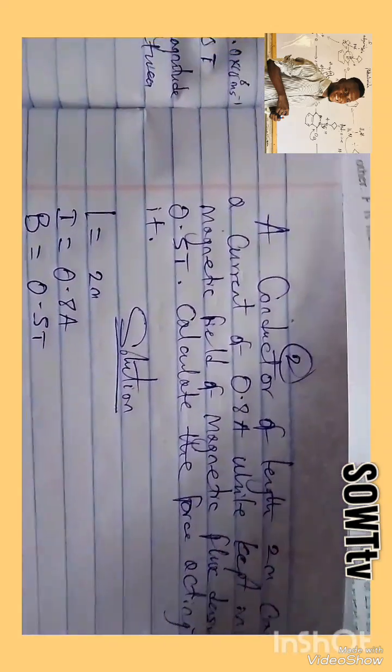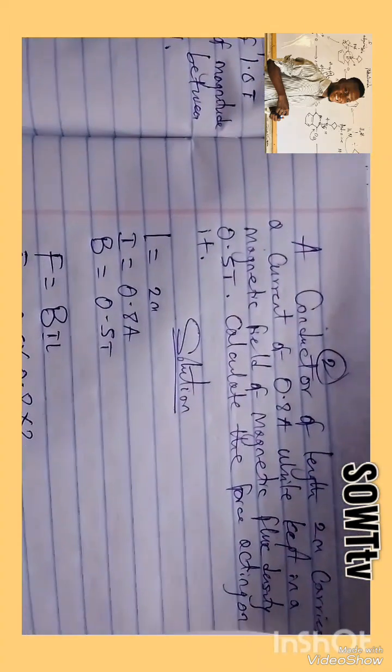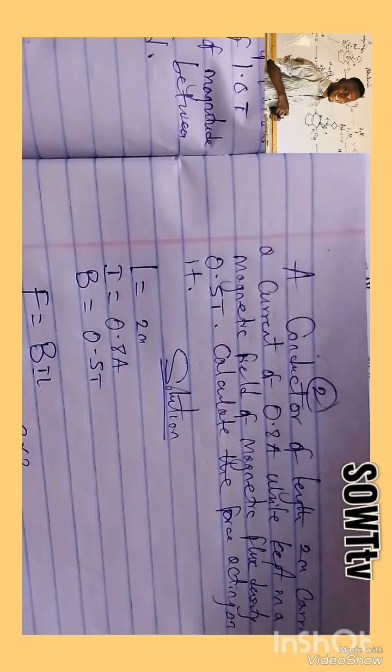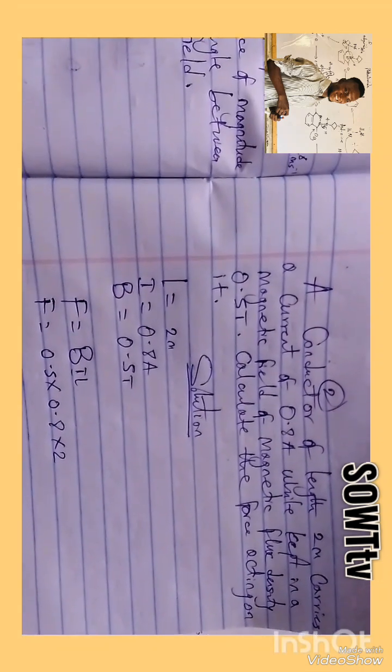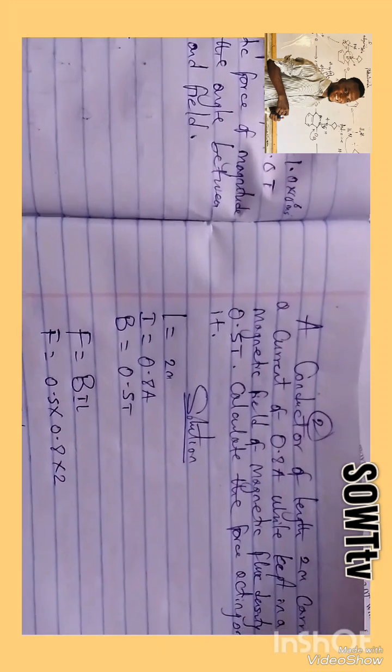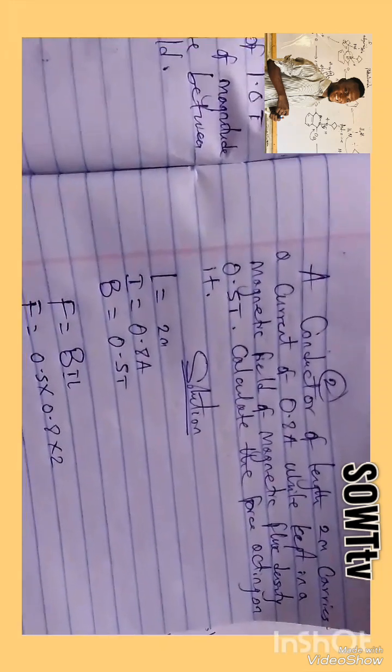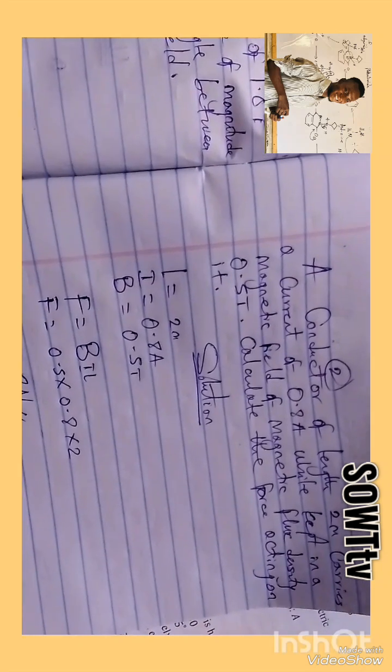So let's move on to the second quiz, where we will be looking at force on a current carrying conductor. A conductor of length 2 meters carries a current of 0.8 ampere while kept in a magnetic field of magnetic flux density. Another name for magnetic field is magnetic flux density. Though we have what we call magnetic field intensity, which is different from magnetic flux density, which is equal to 0.5 Tesla. Calculate the force acting on it.